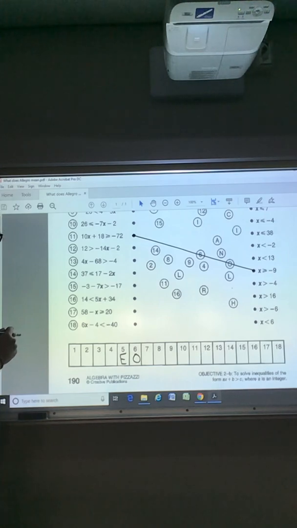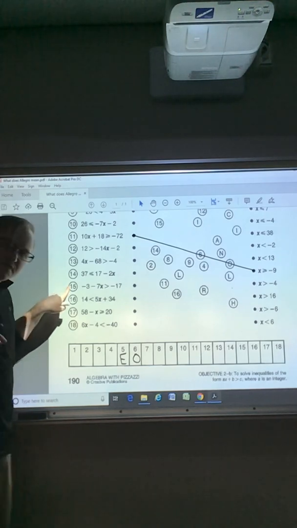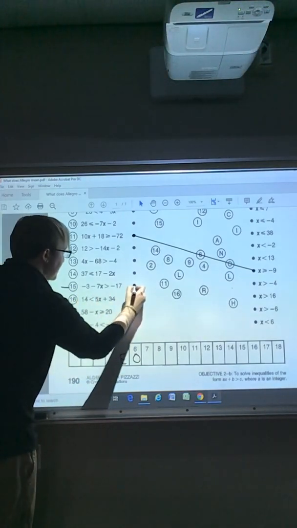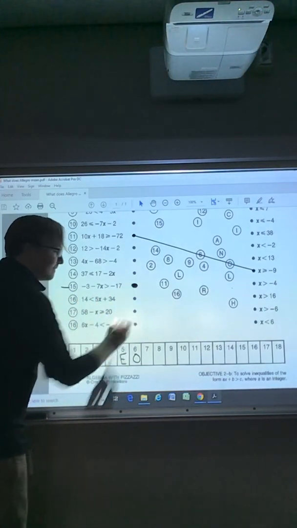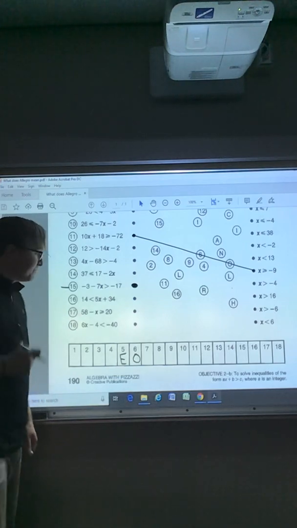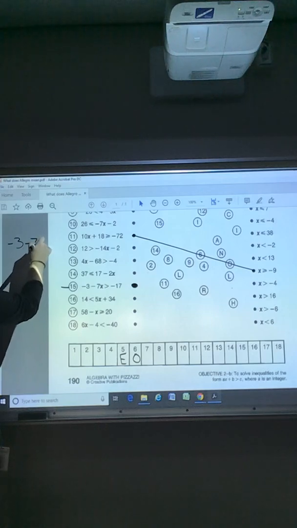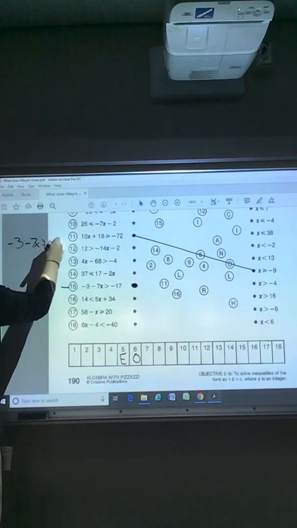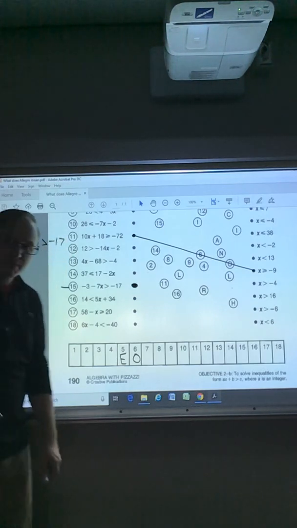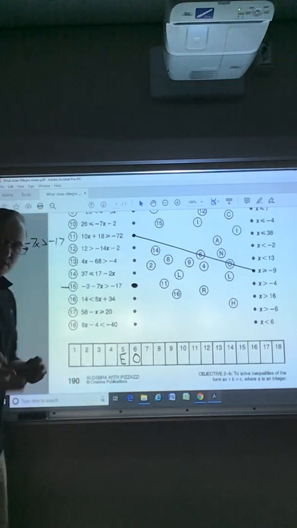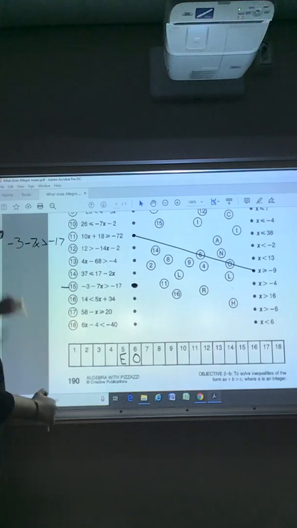You know what? I want to do number 15. Number 15 has something I see that I like. So I'm going to start with this dot here. I'm going to make it bold. So I have negative 3 minus 7x is greater than negative 17. First step is the same. Get rid of the constant. That's just a number. So let's use opposite operations to do that.